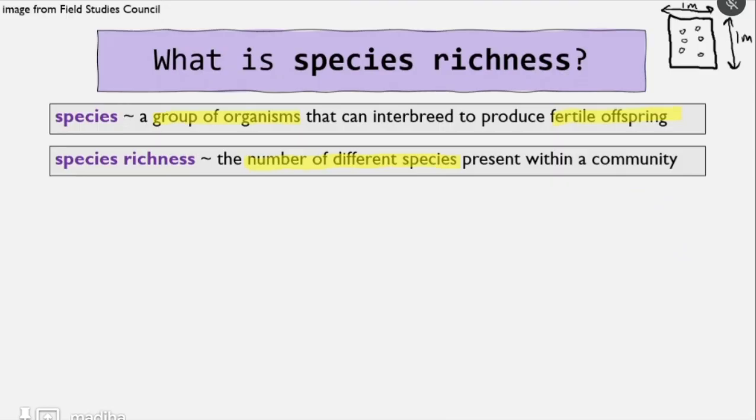So if you get asked an exam question, how would you find the species richness of this field? You would take random samples, count the number of different species, and do a mean. So that's literally it.